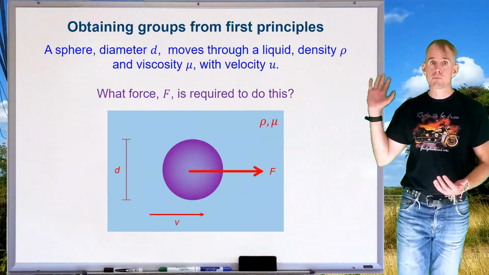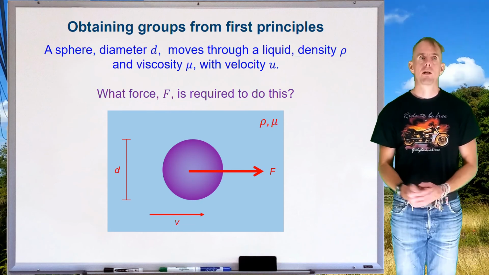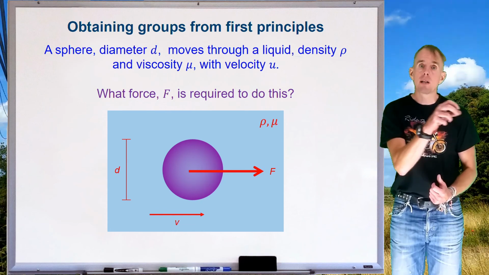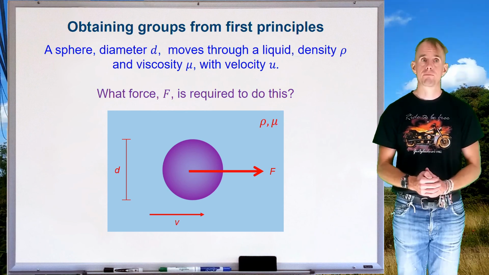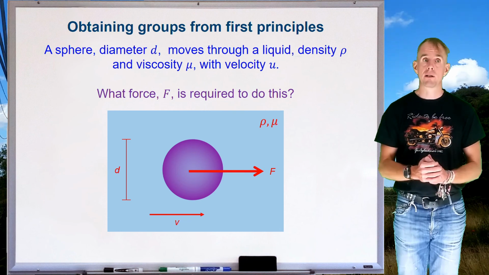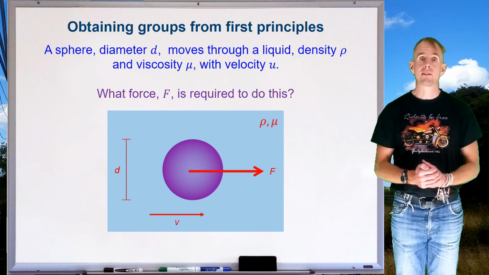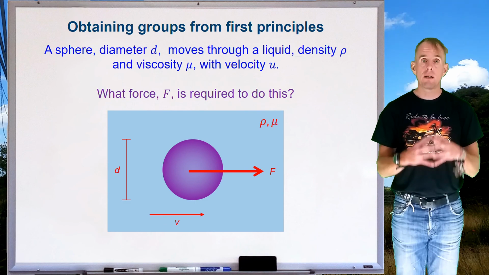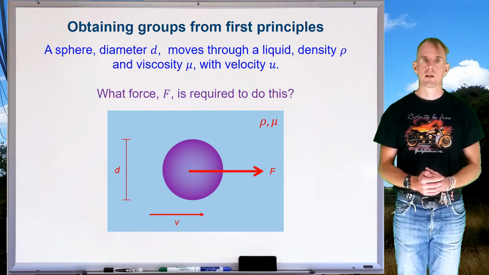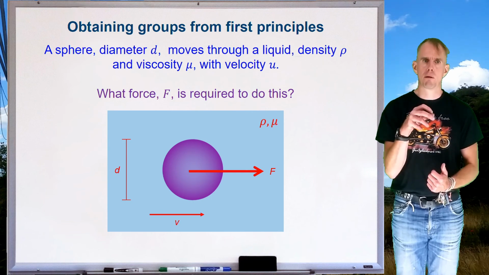Let's say I have this problem as I've drawn on the whiteboard. On the whiteboard I have a particle submerged in a fluid, and I am pulling that particle with a certain force. What I want to do is to determine what force is required to pull that particle with a given diameter at a certain velocity through a liquid that has a density and viscosity associated with it. So it's in effect a drag problem.